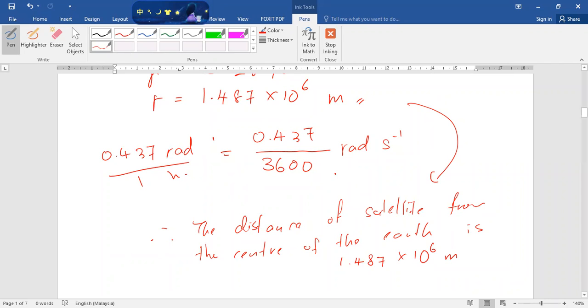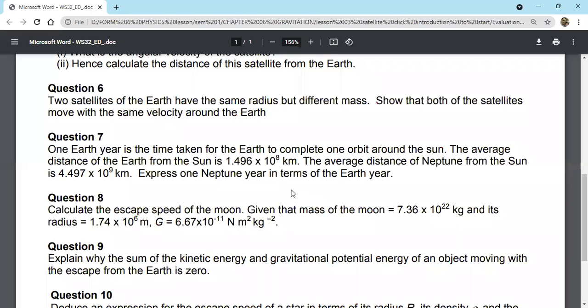Okay, so let's move to question number 6. Two satellites of the Earth have the same radius but with different mass. Show that both of the satellites move with the same velocity around the Earth. So from here, we still use the formula.